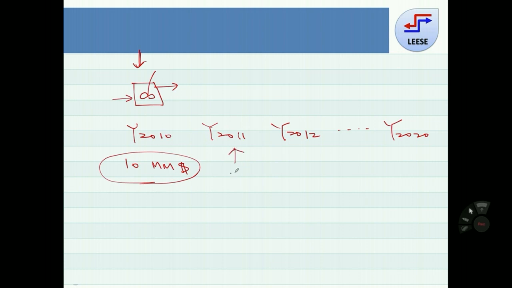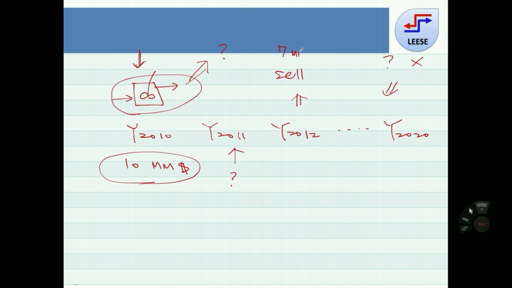What about 2011? I bought it for 10 million. Can I sell this one to somebody? Nobody will buy it if I want to sell it at the price of 10 million. What about 2020? Anybody to buy this one? A 10 year old reactor, nobody will buy it, okay? Because this is used equipment.